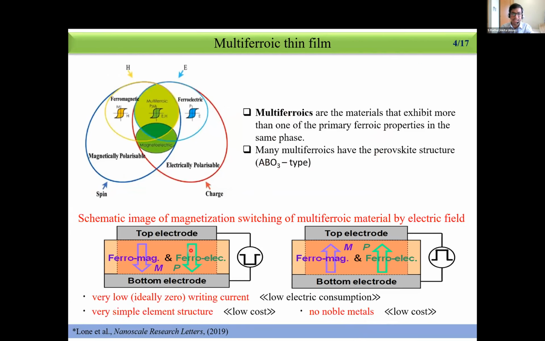If we see the schematic diagram, you can see the pink part represents the multiferroic material, and these are the electrodes. By changing the direction of the polarization, we are able to change the magnetization direction, which we really require. That means it consumes very little energy, which causes very low power consumption, and the fabrication is really simple, which causes low cost, and we are not using a noble material. That's really important, and that also causes low cost.